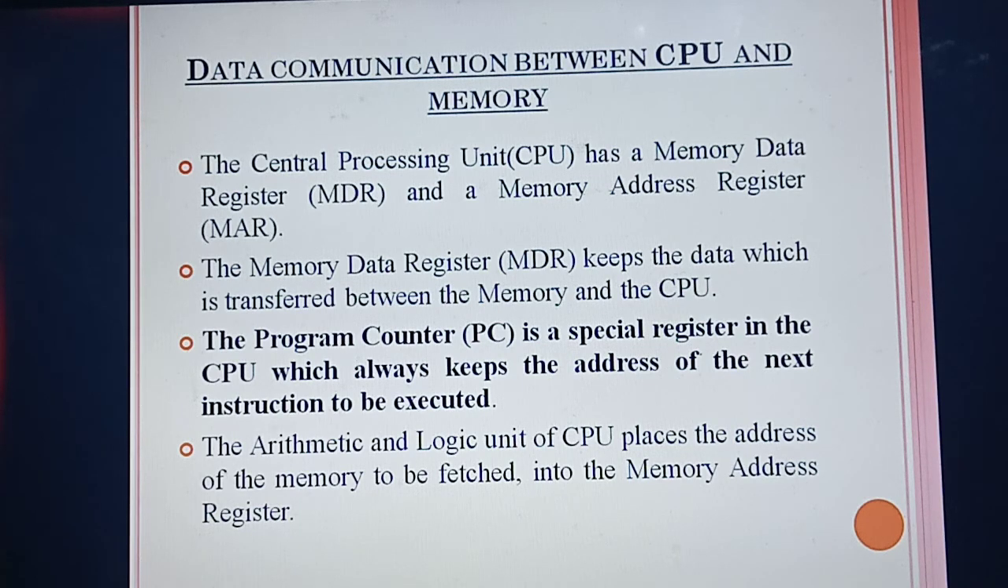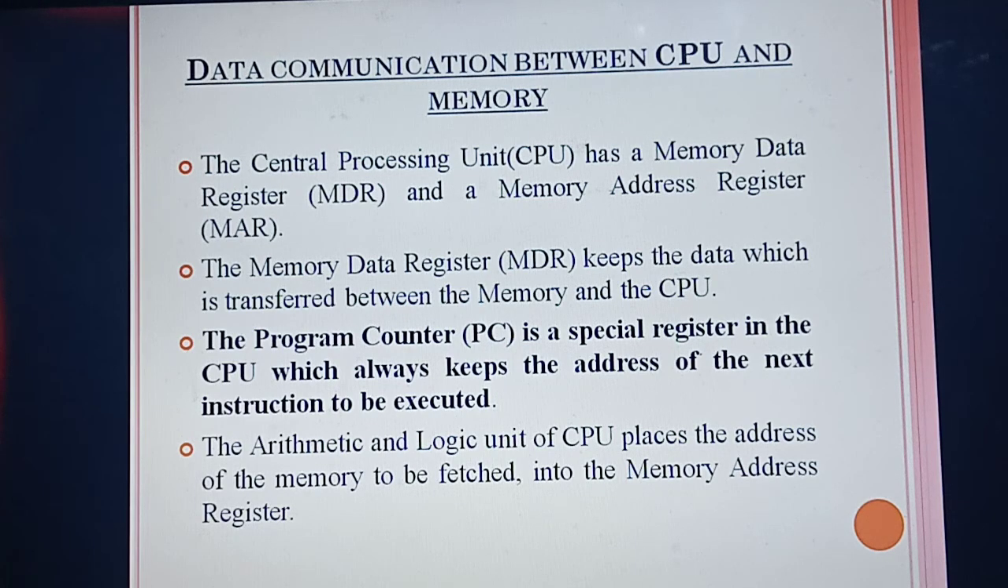Understood? Memory data. The name itself says memory data register. So it will contain information about what? It will always contain information about the data transfer between memory and the CPU. The name itself is memory data register. So data is going to transfer between what?